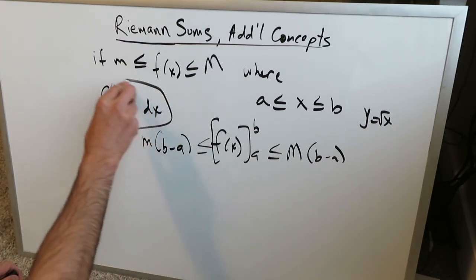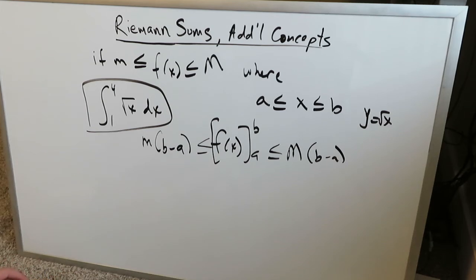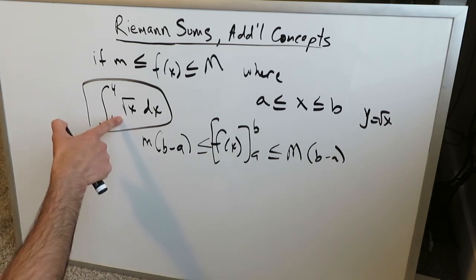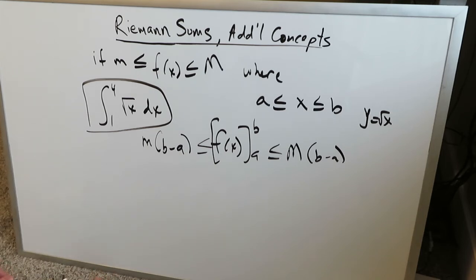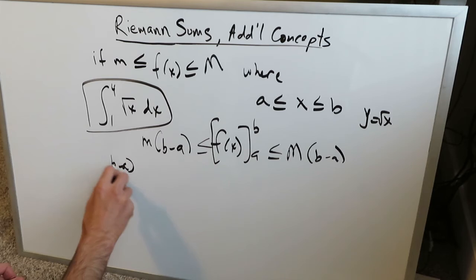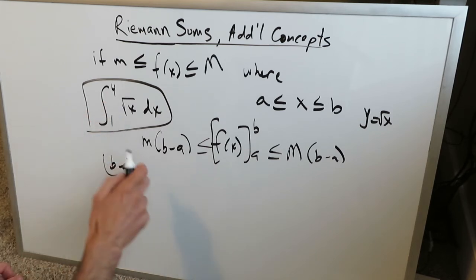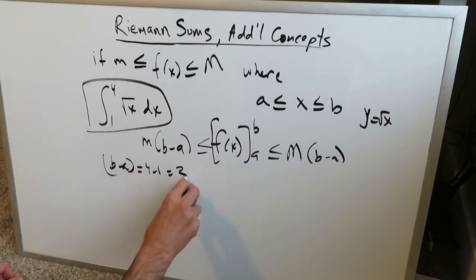So where is the true area for this function, if you didn't know integration? Where does it lie? We can do it like this. Always calculate the b minus a value first, because that's easy. What's b minus a? It's 4 minus 1, so it's 3.